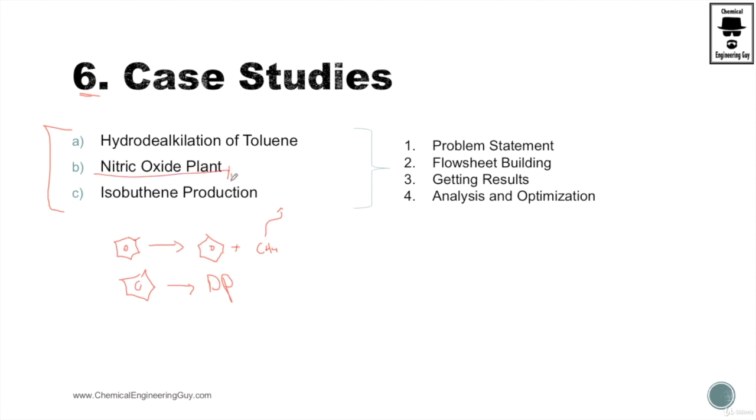Nitric oxide plant, we're going to produce some nitric oxide, and isobutene production from isobutane. So we want to increase the quality of the raw materials. So isobutane, you know, this is something like this. Isobutene should be something like this. Typically used for many other applications in the petrochemical industry.